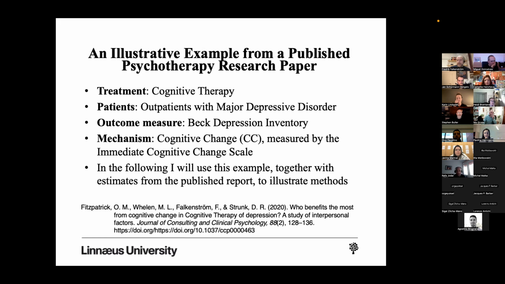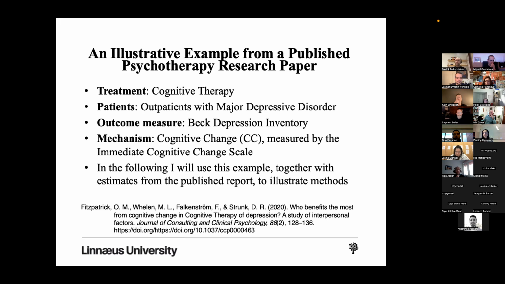And to guide you through this, I will use an example from a published psychotherapy research paper. It's an example from cognitive therapy. So it's outpatients with major depressive disorder who are treated with classic cognitive therapy. The outcome measure is the BDI, the Beck Depression Inventory, so the depression severity measured every session. And the candidate mechanism is change in cognitions. There's a scale for measuring it, I think it's a self-report measure asking patients if they have experienced a change in how they think about themselves during this session.